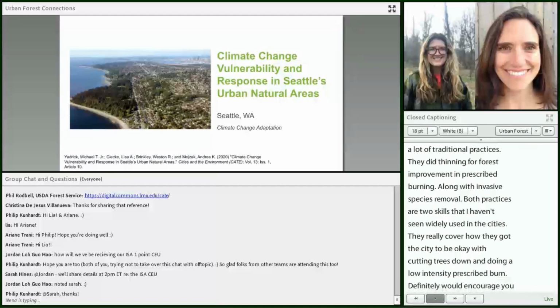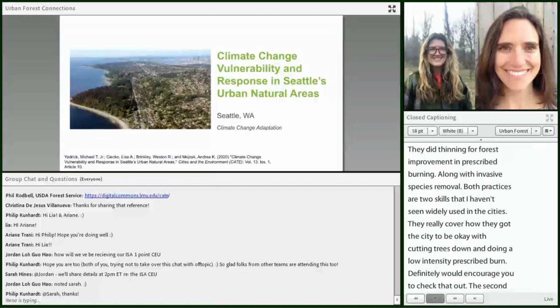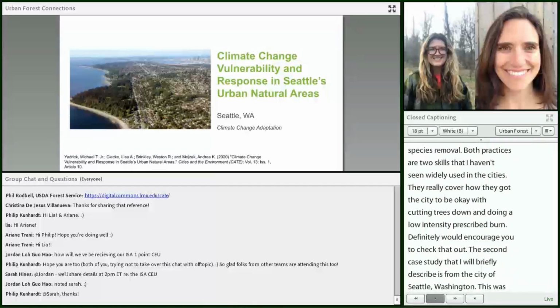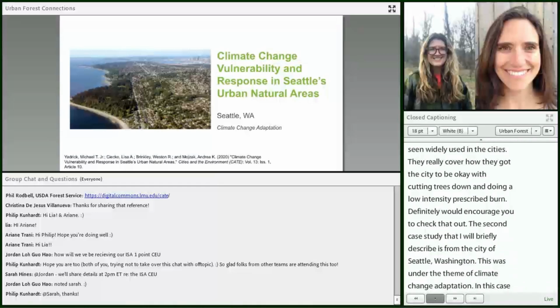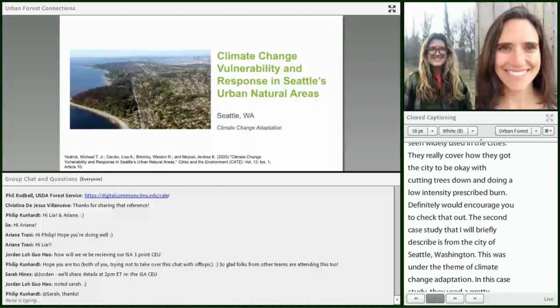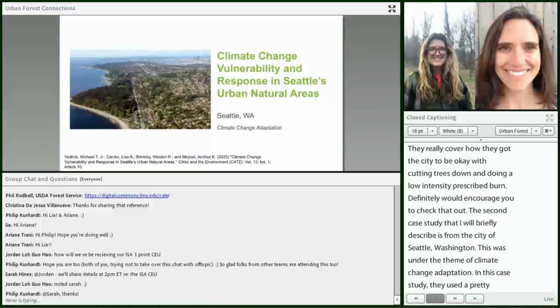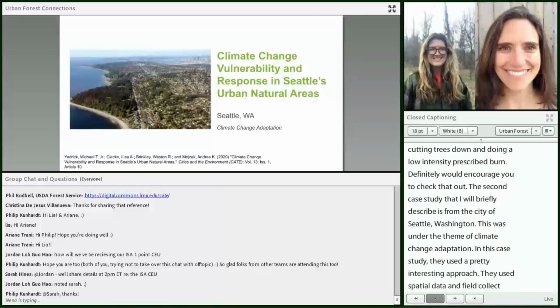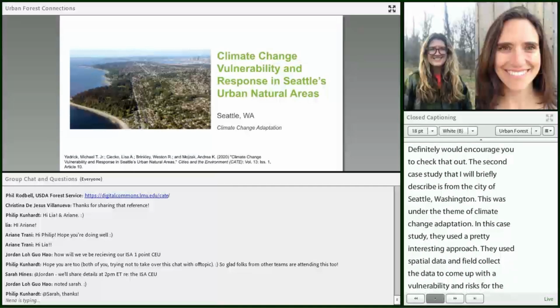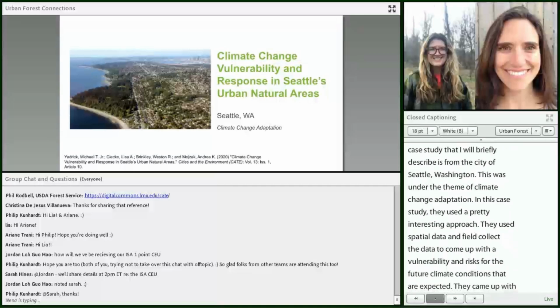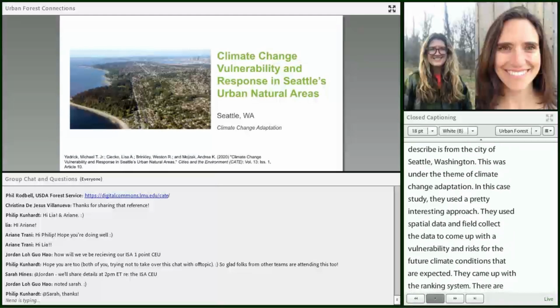The second case study that I'll briefly describe is from the city of Seattle, Washington. And this was under the theme of climate change adaptation. And in this case study, they used a pretty interesting approach where they used spatial data and field collected data to basically come up with a vulnerability and risk score for the future climate conditions expected in the city. And so they came up with a ranking system and then have been exploring options for adaptation approaches to ensure their forests are healthy for the future.